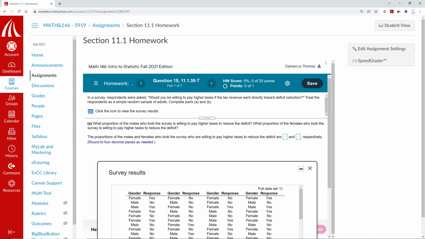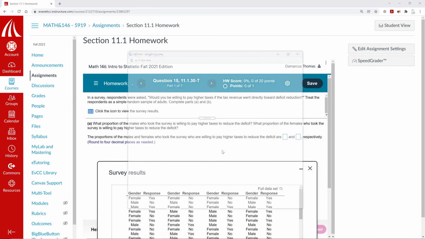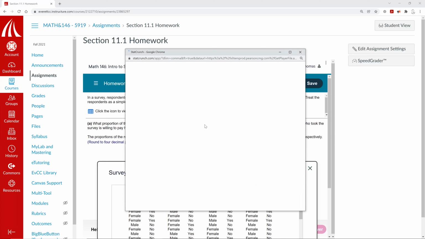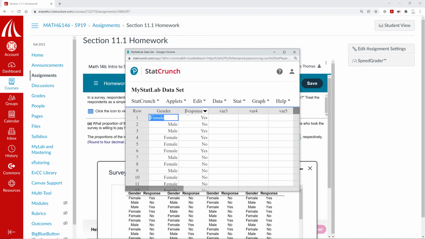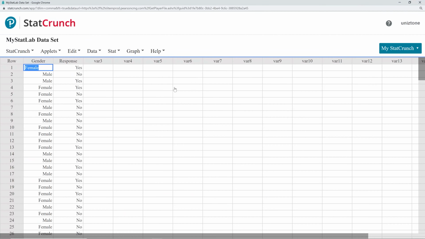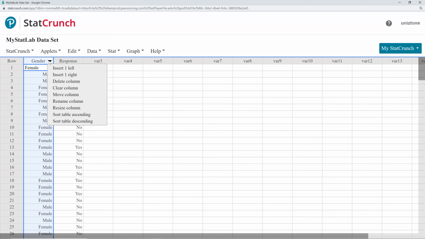It would be the proportion of the gender who said yes out of all of the people of that gender, and vice versa, right? Now, if we were to try to open this in StatCrunch, it might be kind of hard to quantify how many people said yes and how many people didn't. I guess what we'd have to do is first sort the table.